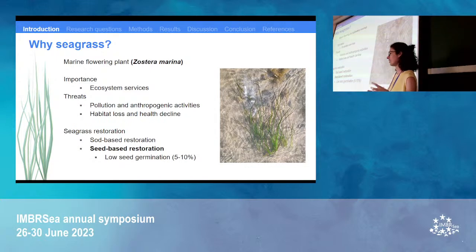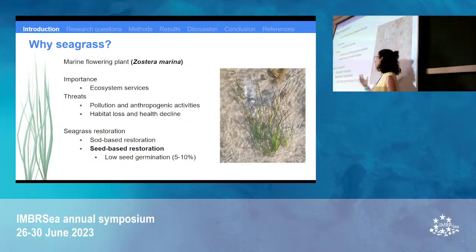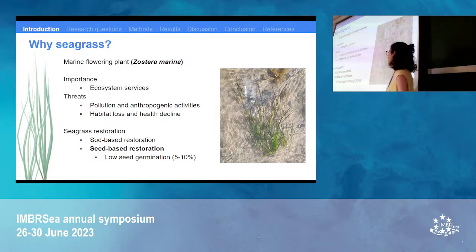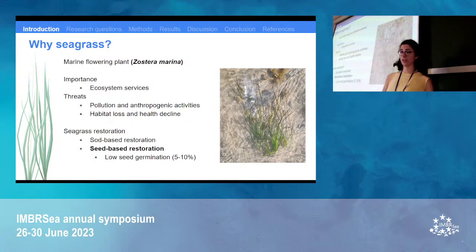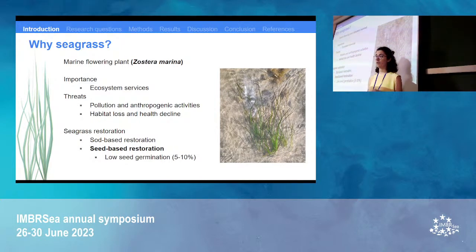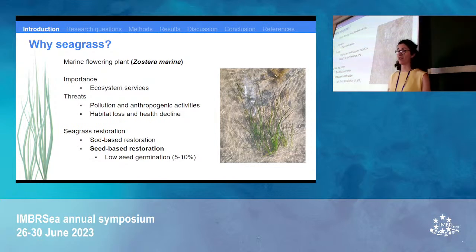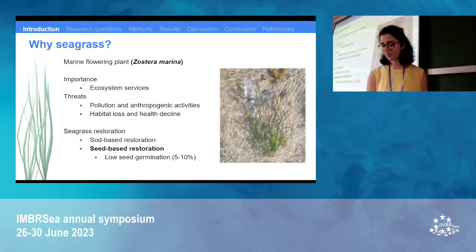Sod-based restoration consists in taking sods from a donor meadow and then transplanting them to a new location, whereas seed-based restoration consists in harvesting, storing, and then broadcasting seeds to a new location. The latter is often preferred because it is quite cost-effective, it's less labor-intensive, it usually yields more genetic diversity, and there's a higher amount of seeds per hectare. However, the main bottleneck of this method is the low seed germination. As you can see in the slide, studies on Zostera marina usually have found germination percentages of 5 to 10% of all the seeds, which is quite low.